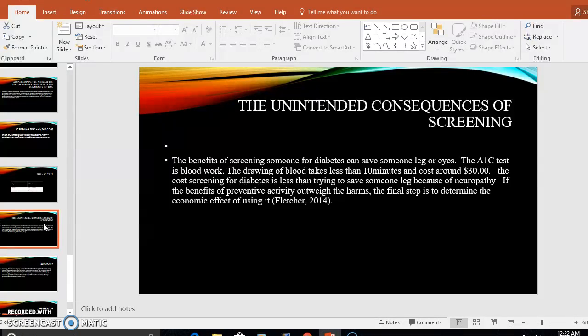If the benefits of the preventive activity outweigh the harms, the final step is to determine the economic effects of using it.